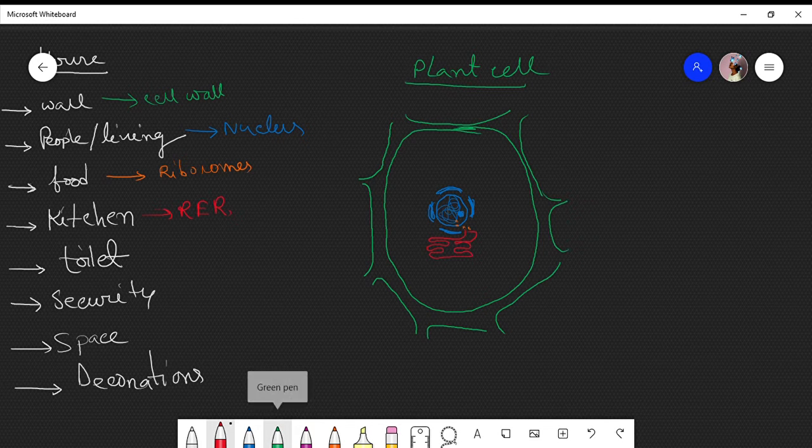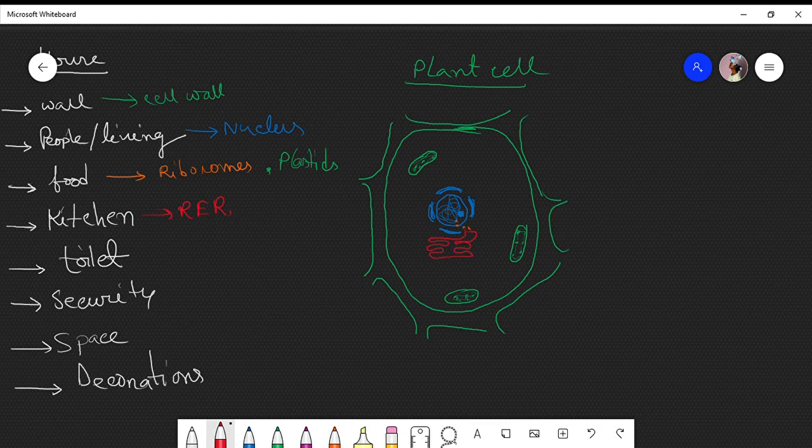Also, plants can cook their own food. So for food, we got two things: the ribosome, and plants also got plastids to make their own food. I'm going to draw a plastid on the side. So the plastid is like that. Just three dots here, connect the dots. That's how I was taught to draw this structure. Three dots here, connect the dots. Another one, three dots here, connect the dots. So those are the plastids.